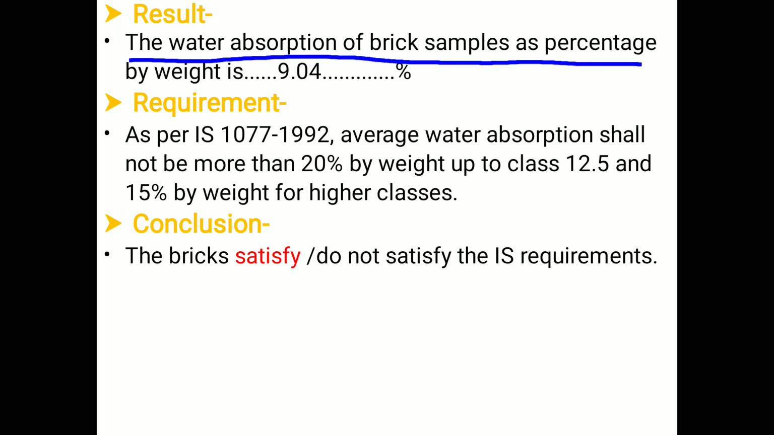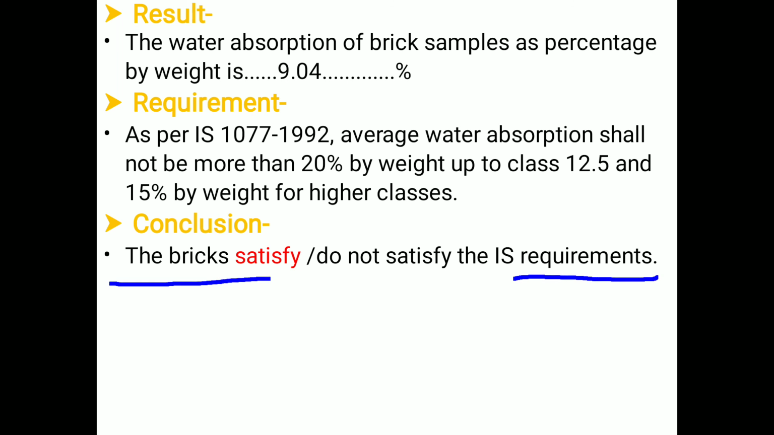So we have to draw a conclusion. The conclusion shows that the brick satisfies the IS requirement, because our result shows water absorption of 9.04%, so it is less than 15%, which is the limit for the higher class. As it is less than 15%, it shows that it satisfies the IS requirement. So this is all about the first experiment, that is water absorption of brick. Okay, so we will stop here. Thank you.